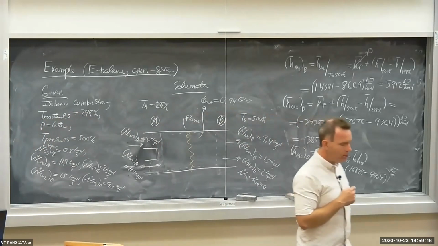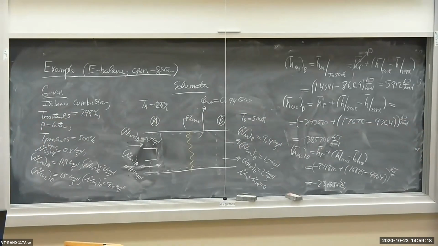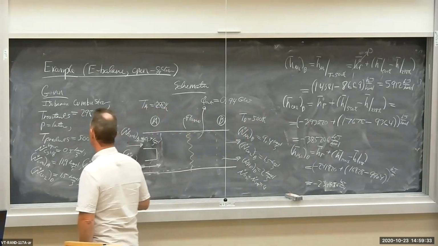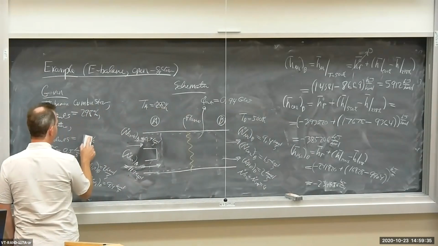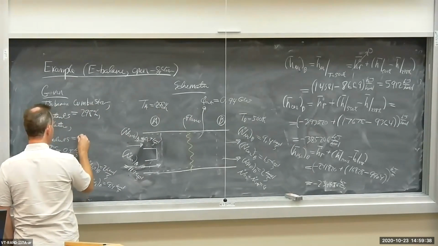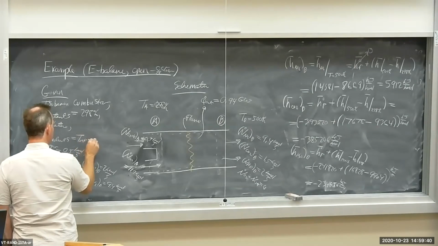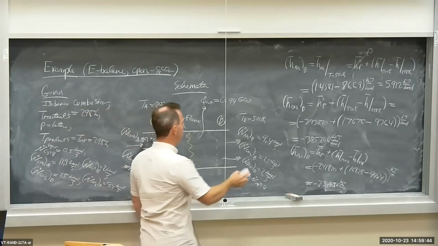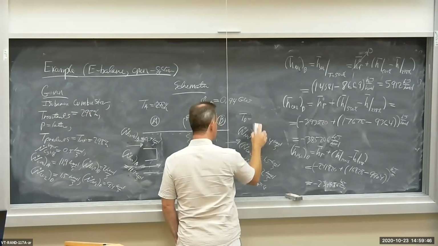I want to change this problem just a little bit. We're going to keep it all the same, except I'm going to change the product temperatures from 500 Kelvin to the reference temperature. So I'm going to modify this problem. The products are now going to be at the reference temperature, which is 298 Kelvin.